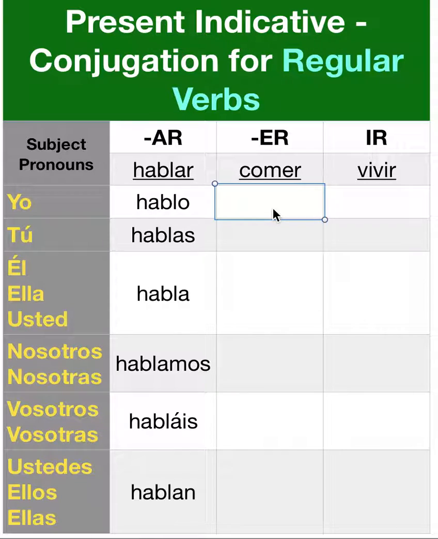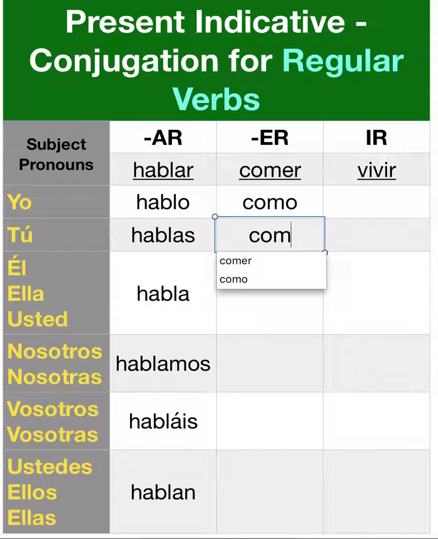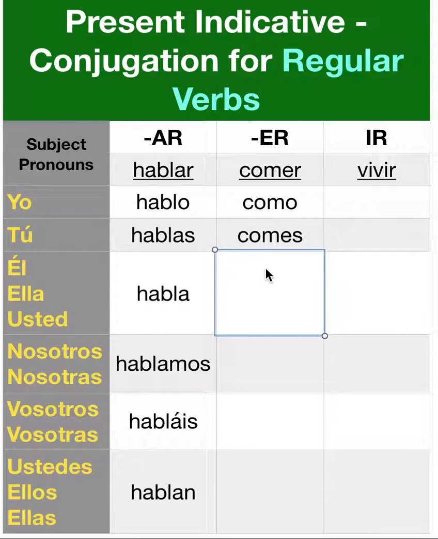Let's take a look at the ER verb. Here we have comer, which means to eat. Again, for yo, we take the stem of the verb, which is com, and then we add o. Como. Yo como, I eat. For tú, we take the stem and then we add es instead. It becomes comes. Tú comes.